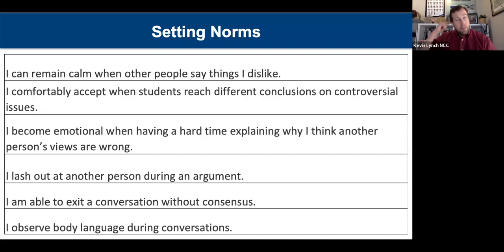When students come in to visit the Constitution Center, we'll usually begin with this. How do you behave in a conversation? And a lot of times it can help. It's like, oh, now that I think about it, I can get heated. I can get emotional, and I'll try to do a better job of that.